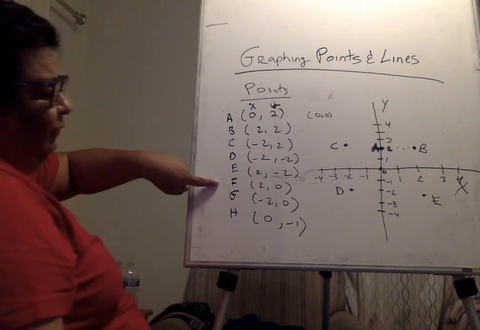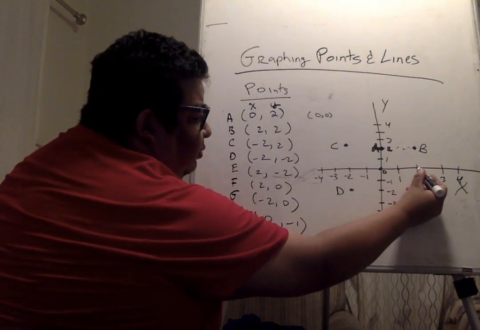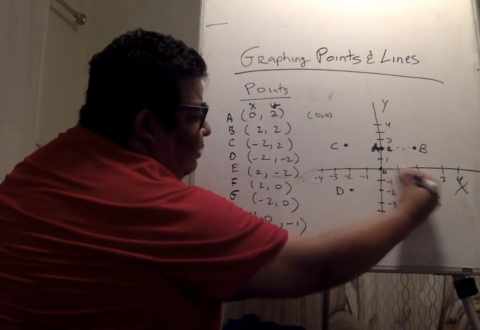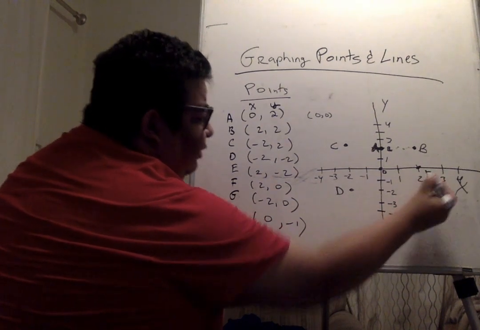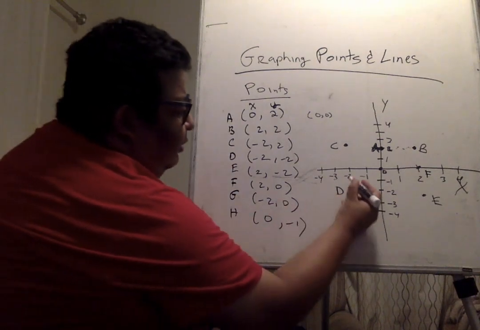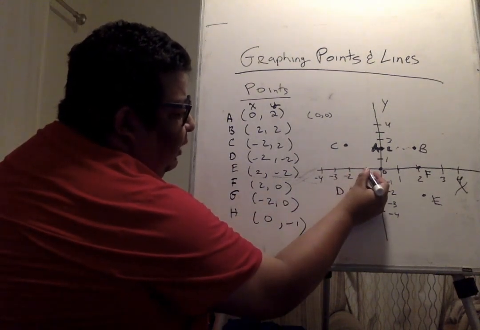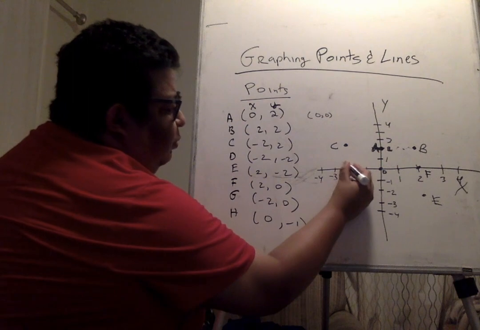So where do you think F goes? 2, 0. We go 1, 2, and 0. 0 is in the middle. So just leave it here. That would be F. Where is G? -2, 0. -2, -1, -2. And 0 is in the middle. So it will be here. So that would be G.